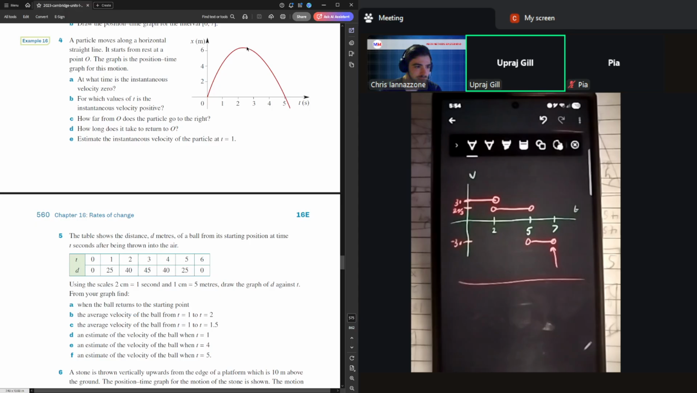But anyway, where do you think the book's expecting an answer? Is it the turning point? Yeah, the turning point. So instantaneous velocity basically means derivative of position equals 0, which of course is going to be here.